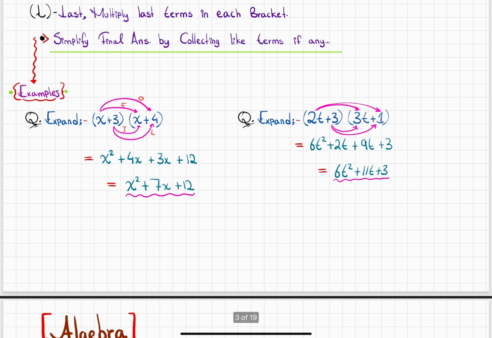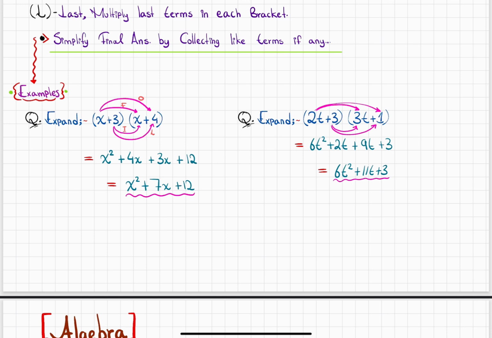Examples. Now, you don't have to memorize the FOIL method by that definition and letters. To be honest, I find that really hard. The easiest way is, when you have two brackets, just multiply the first number by everything in the other brackets, then multiply the second variable or number by everything in the other brackets. You get it? So the first one here is x multiplied by x and 4. The second one here is 3 multiplied by x and 4. So whatever is in the first brackets, one by one, just multiply everything in the other brackets.